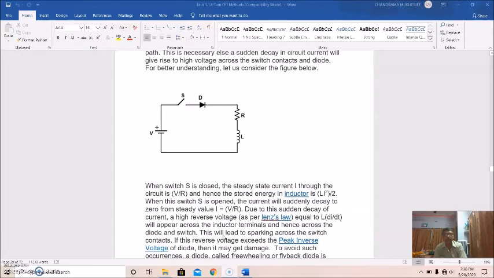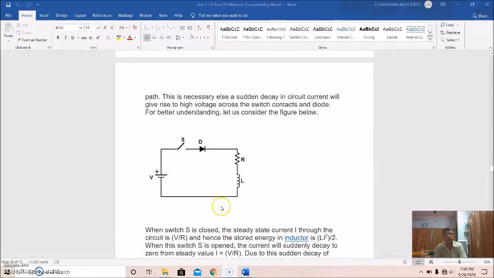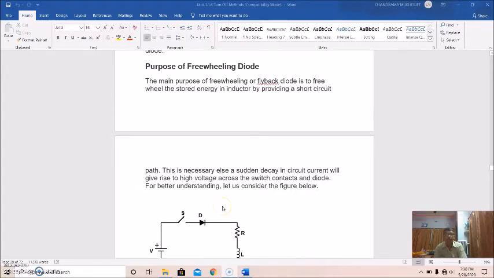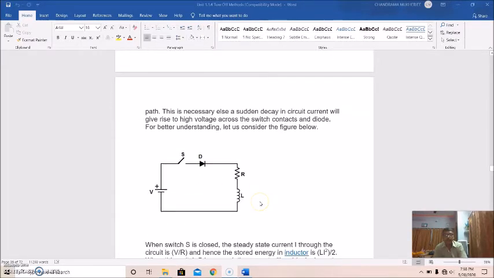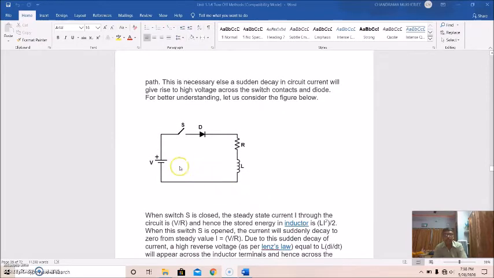Before coming to this portion, we'll talk about this phenomenon. This is necessary, as a sudden decay in circuit current will give rise to a high voltage across the switch contact and the diode also. To understand this, consider this figure.